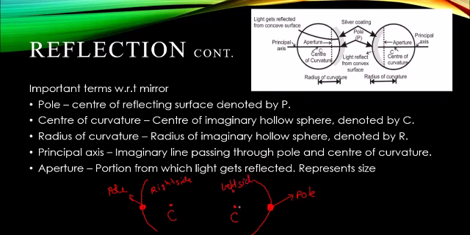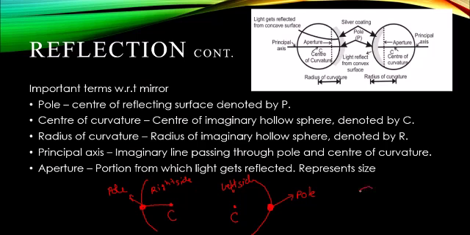Okay, students. In case of the convex mirror, it is on the right side, and in case of the concave mirror, it is on the left side. What is the radius of curvature? See, the line joining the pole and the center of curvature is known as the radius of curvature. The radius of the imaginary sphere is known as the radius of curvature.